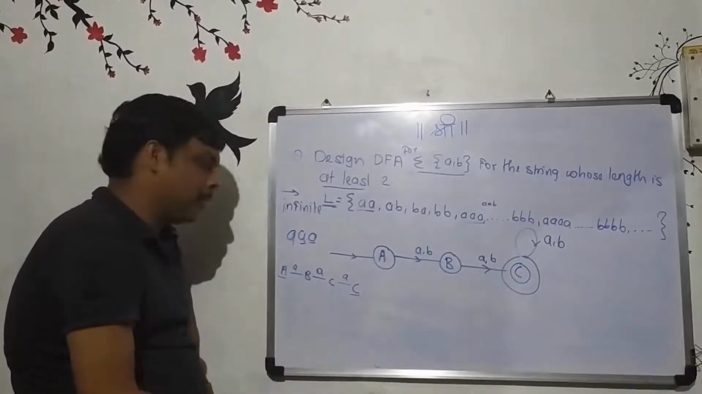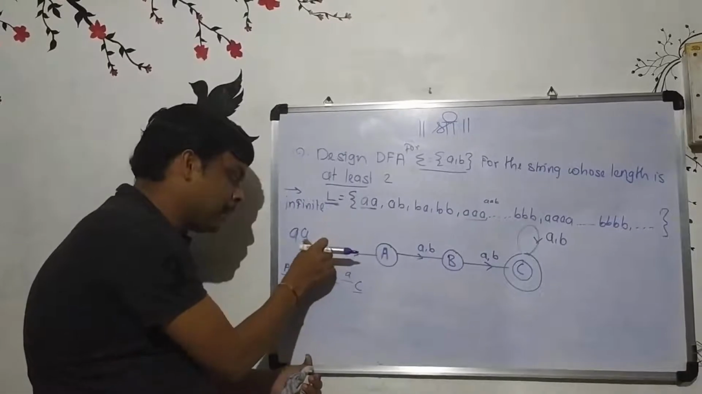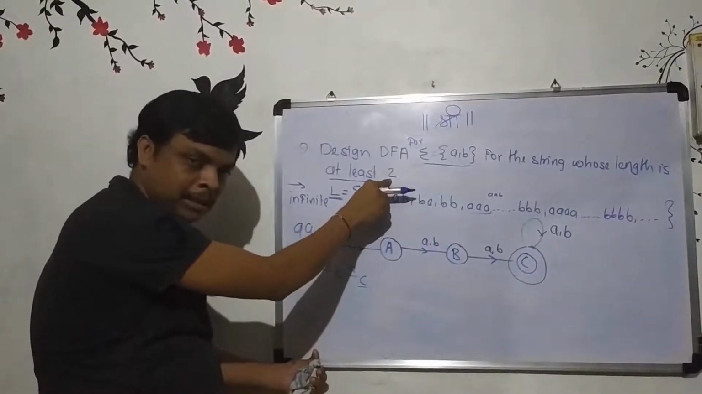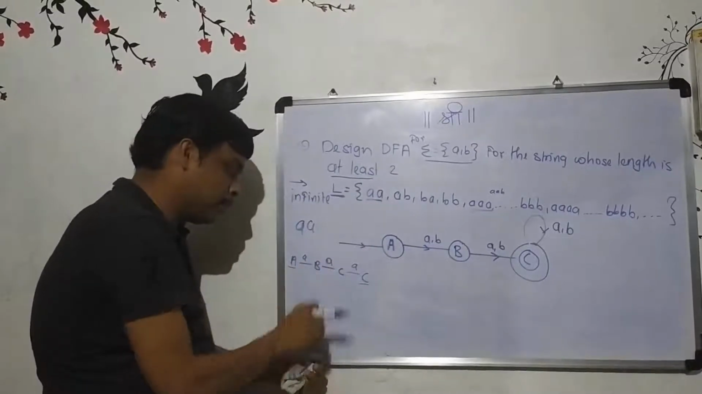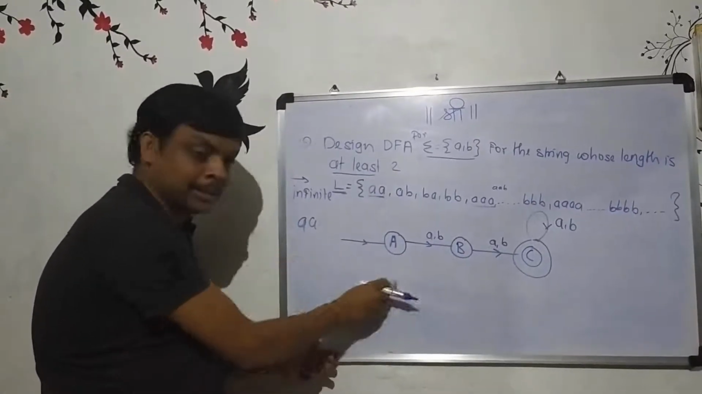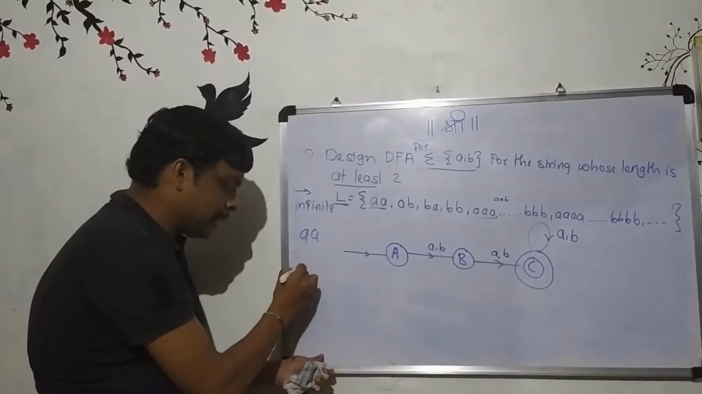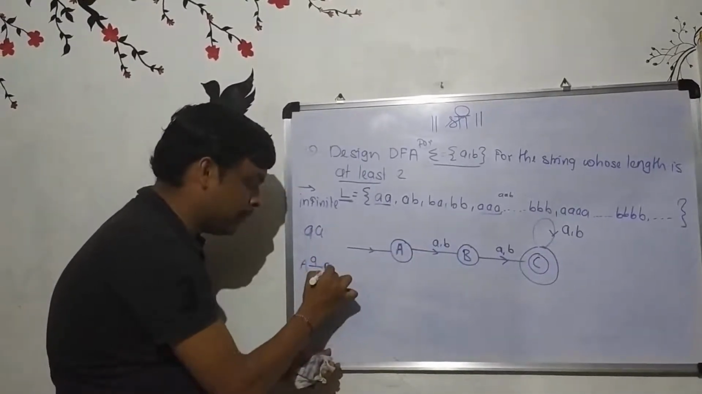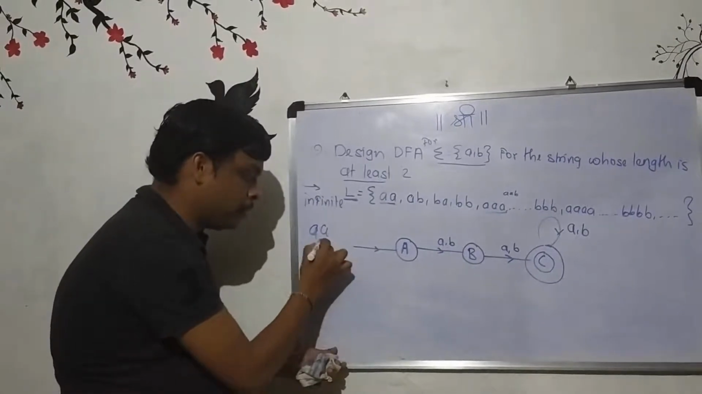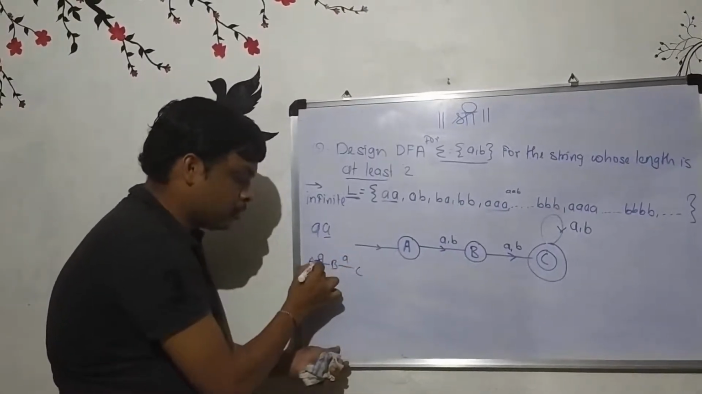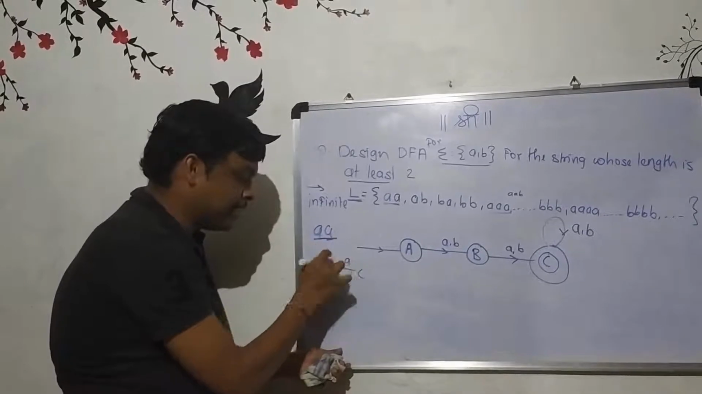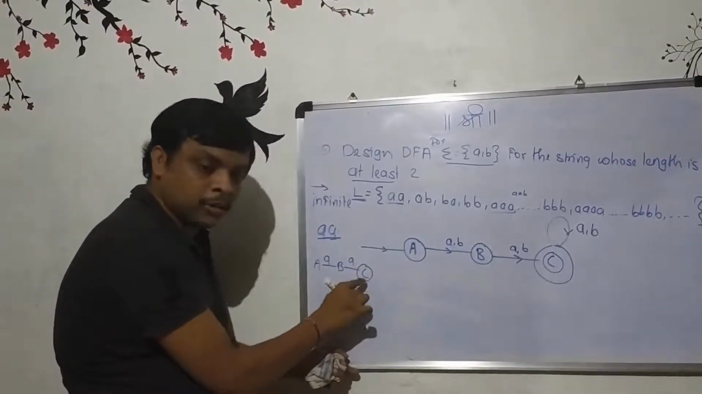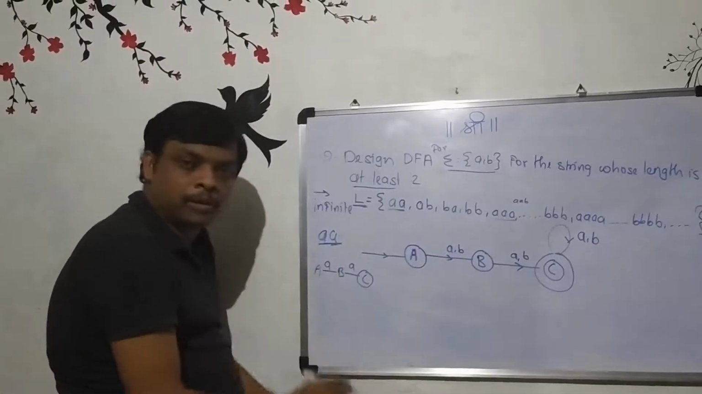What about AA? Whether this AA is present in the language? Yes, minimum 2 is given. So AA is present in the language, so it has to accept AA also. Let us verify. Capital A observing small a, you will be in B. Capital B observing small a, you will be in C. So after scanning this entire string, starting with initial state A, at the end our last state is C. So AA is also accepted.